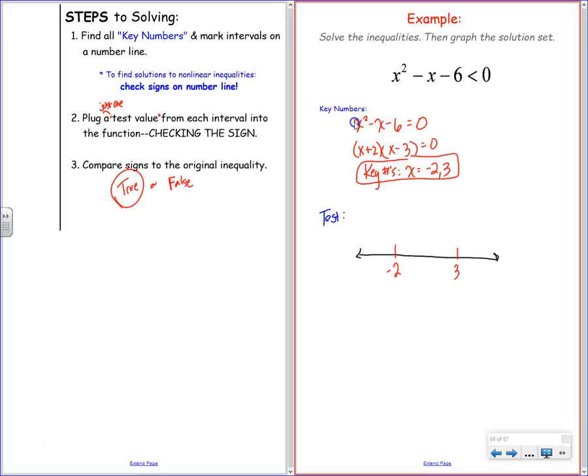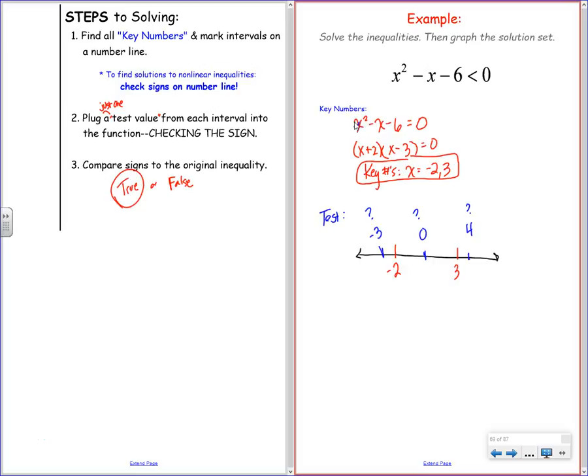So in between, what's an easy number to plug in to the left of -2? I don't know, -3, I guess. I'm going to test -3. I'm going to test 0 in between. He's usually an easy one to plug in, right? I'm going to test 0 and 4.